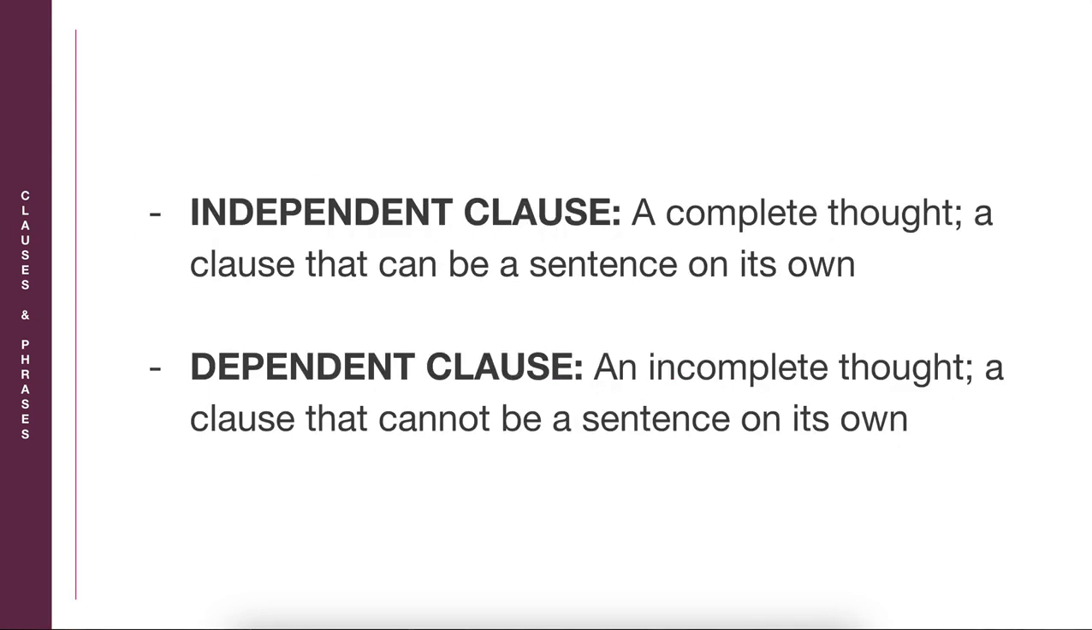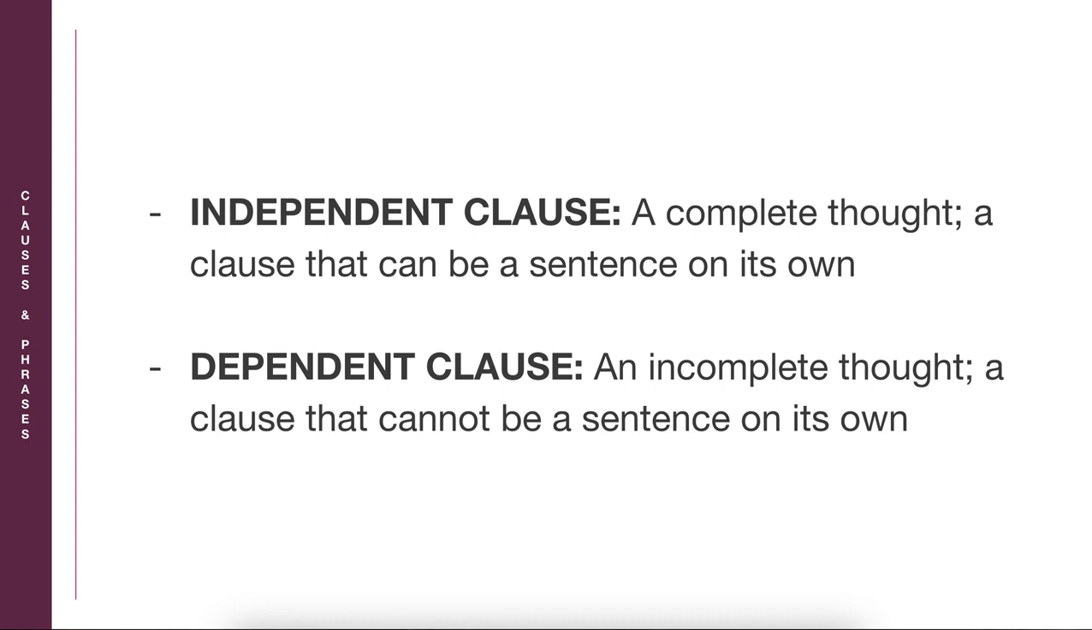An independent clause is a complete thought. It is a clause that can be a sentence on its own. It has a subject, it has a verb, it makes sense by itself. A dependent clause, though, is an incomplete thought. It's a clause that can't be a sentence on its own.